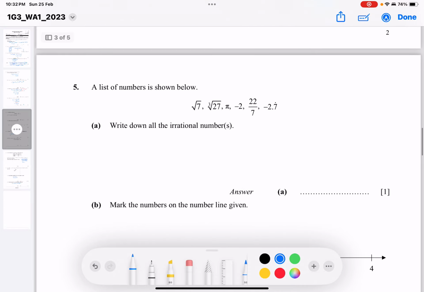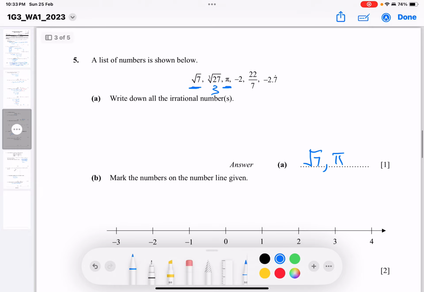Next, we have a list of numbers, and we must first write down all the irrational numbers. Irrational numbers are roots of prime numbers, which is here. The cube root of 27 is 3, so it is a whole number. And then we have pi, right? So we have root 7 and pi. Then the other numbers are all rational numbers. So there are only 2 irrational numbers, the root of prime number 7 and pi.